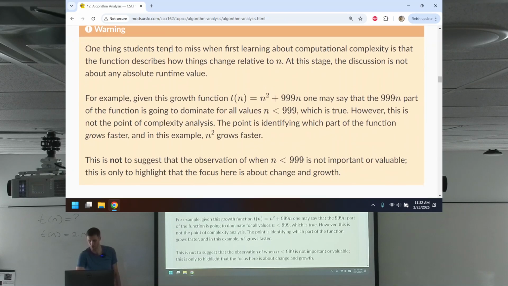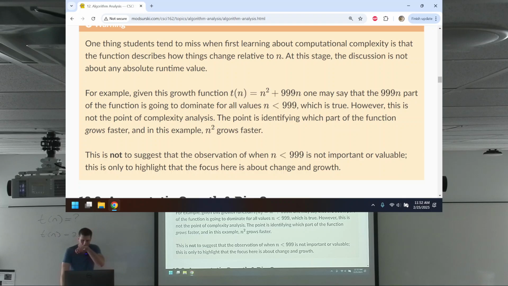Okay, I will give you a warning. This is an important thing I want to emphasize here. One thing students tend to miss when they learn this the first time. I try to emphasize it, but I don't blame them for missing the point. Students tend to miss when first learning about computational complexity that the function describes how things change relative to n. At this stage, the discussion is not about any absolute runtime value. It's more about, if I double n, how much more work is there? Not an absolute value. It's always about the changing.